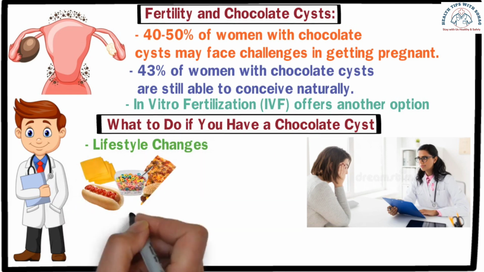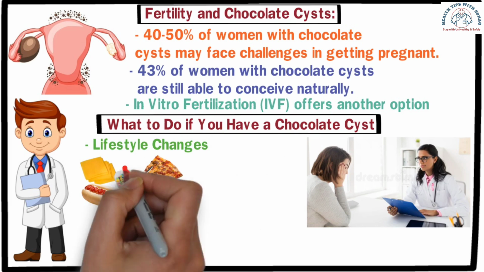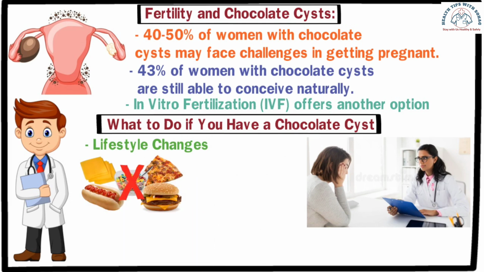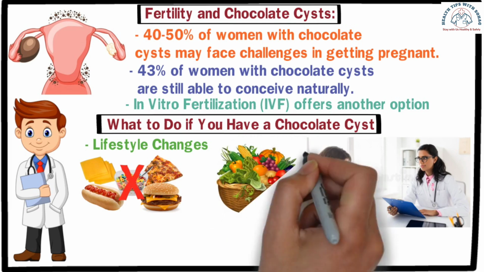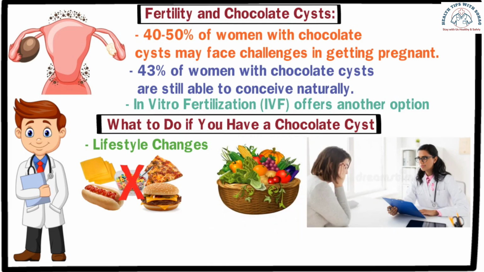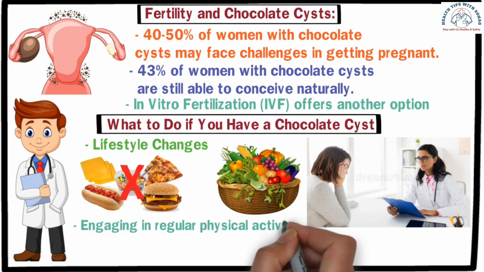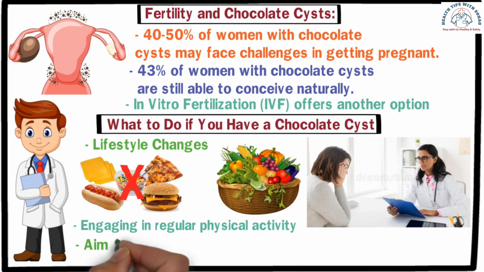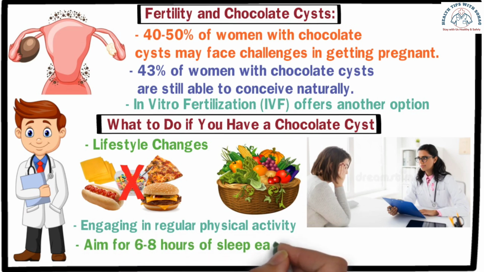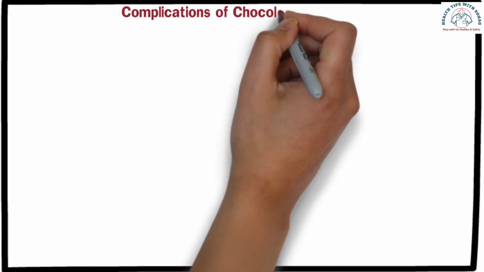Lifestyle changes. In addition to medical treatment, adopting a healthy lifestyle can also be beneficial. Number 1, avoid fast food, processed food and soft drinks. These can contribute to overall health problems and potentially exacerbate the cyst. Number 2, focus on a balanced diet rich in vitamins and minerals. Number 3, engaging in regular physical activity can help maintain a healthy body. Number 4, aim for 6 to 8 hours of sleep each night, preferably between 9 p.m. to 5 a.m.